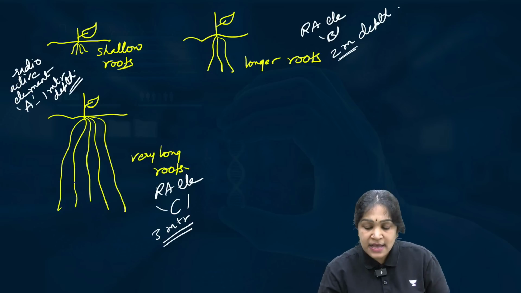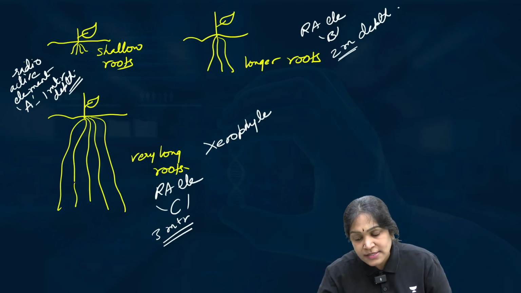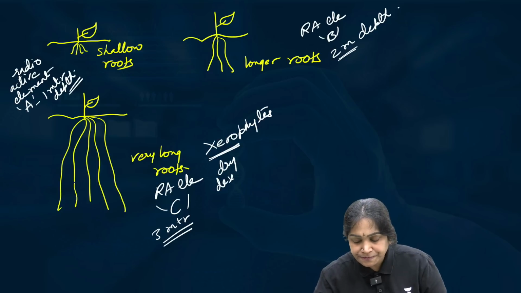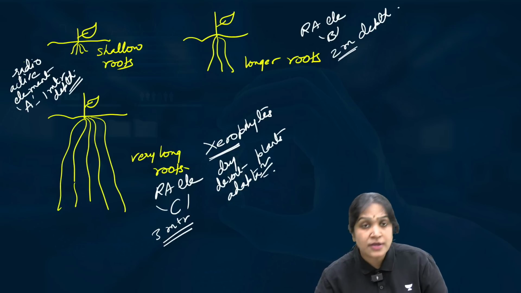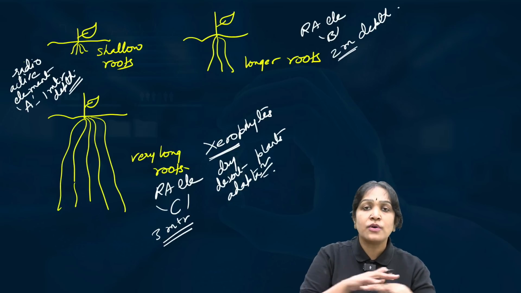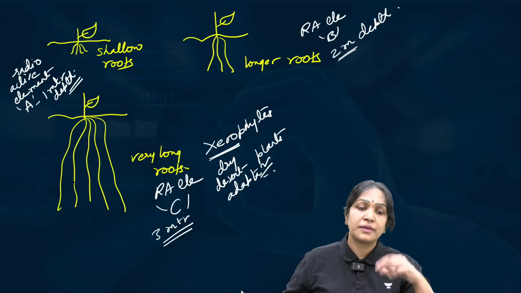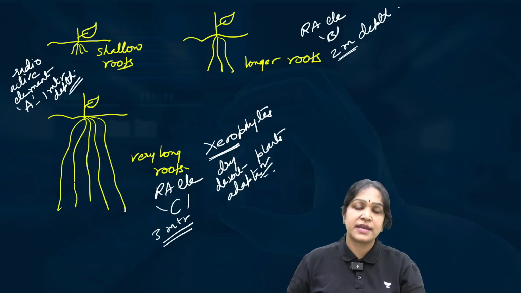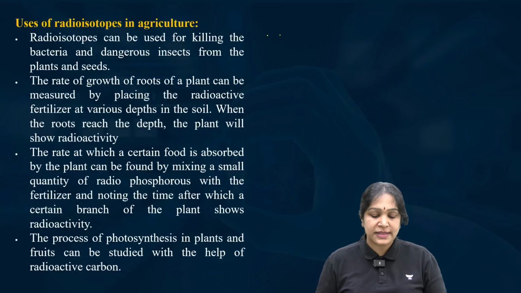Okay, so this is a kind of plant we call xerophytes. What does xero mean? Dry, desert. These are the desert plants. This is one adaptation of desert plants, because in the desert, in the shallow layers of the soil, you don't have the water. So to take the water, the plant will try to spread the roots very deep inside the soil. Okay, so like this we can study the length of the roots in the plants.